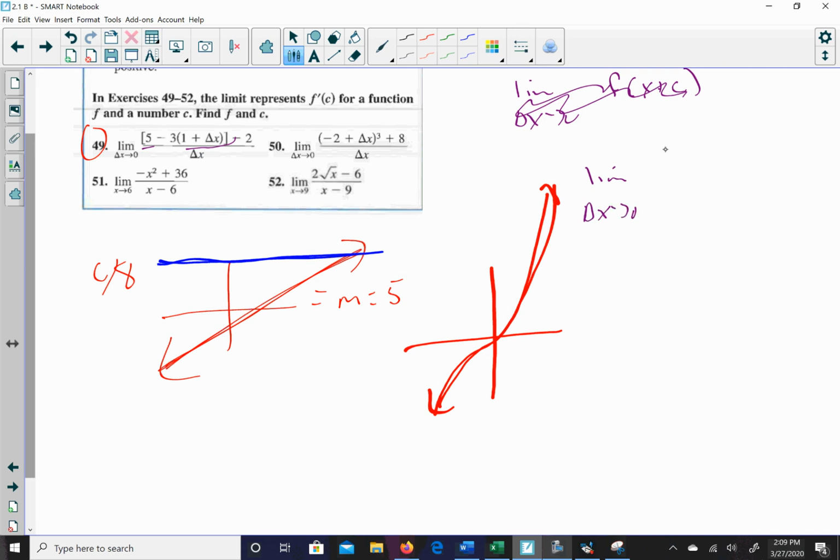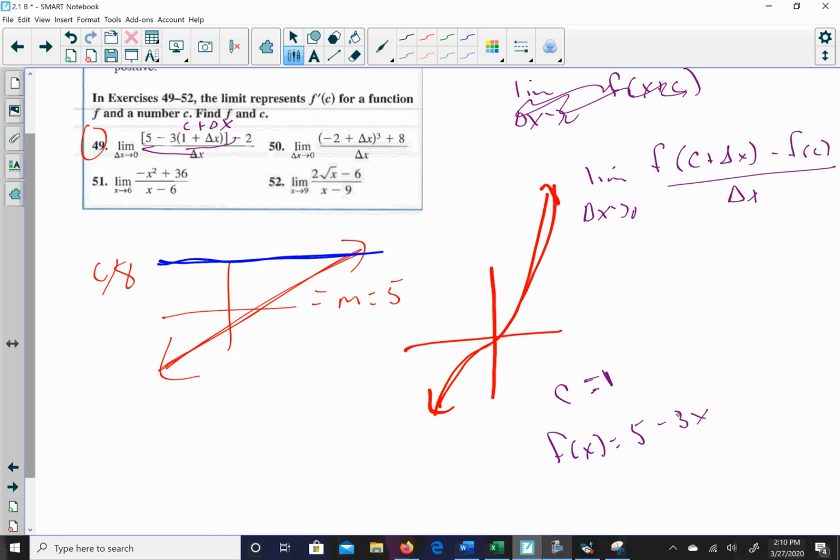So here I'm going to have f of c plus delta x minus f of c all over delta x. So if I look from here to here, this is my c plus delta x. So now I can plainly see that c is going to be 1, I hope. We'll find out in a second. And my function is going to be 5 minus 3x. So my function is 5 minus 3x.